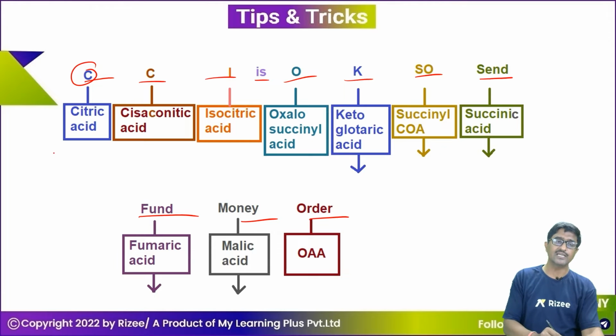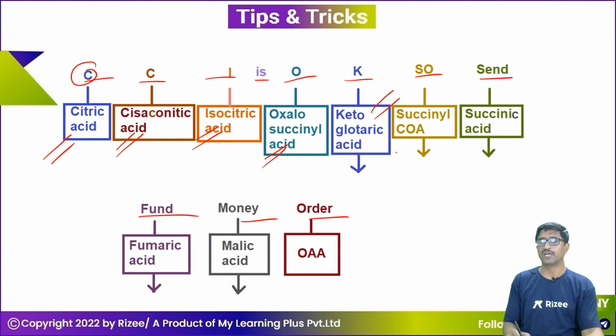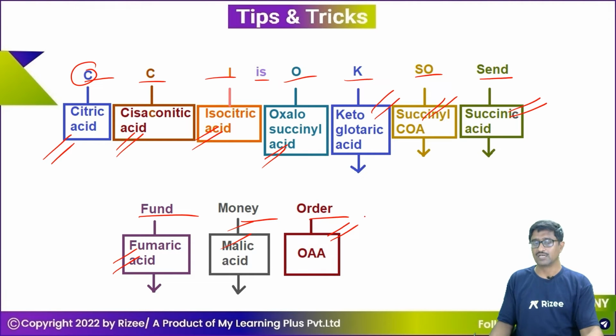Look here, C is citric acid, next C is cis-aconitic acid, I means isocitric acid. In OK, oxalosuccinic acid. Next, K means keto-glutaric acid. Next, in so, succinyl coenzyme A. Send, succinic acid. In the fund, fumaric acid. Next, malic acid. At last, the product is oxaloacetic acid. This is the tip. CCI is okay, so send, fund, money order.